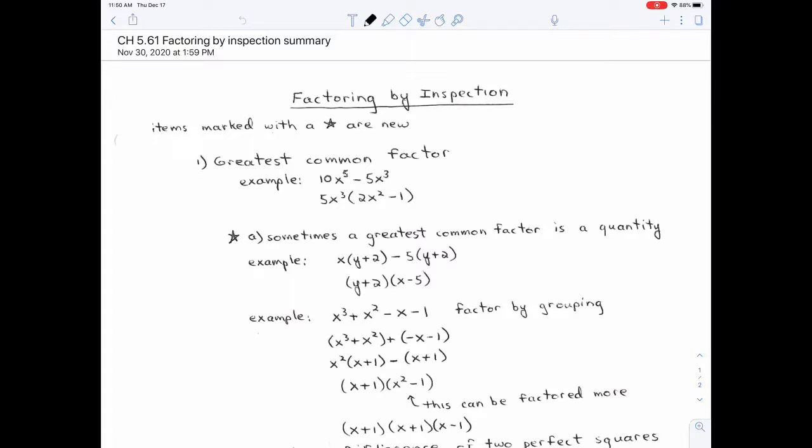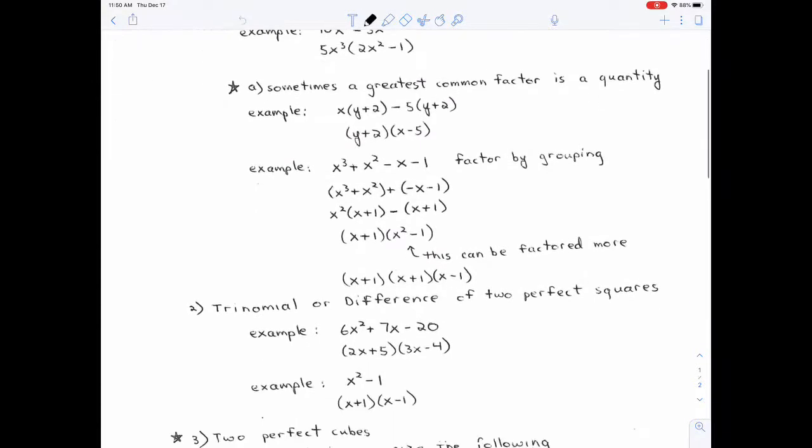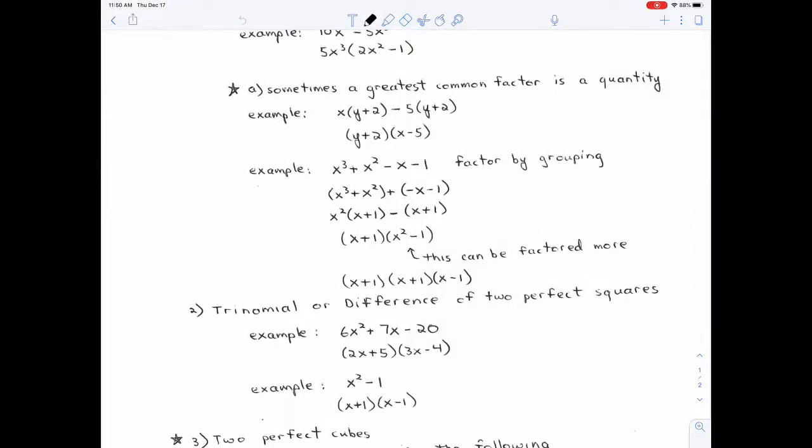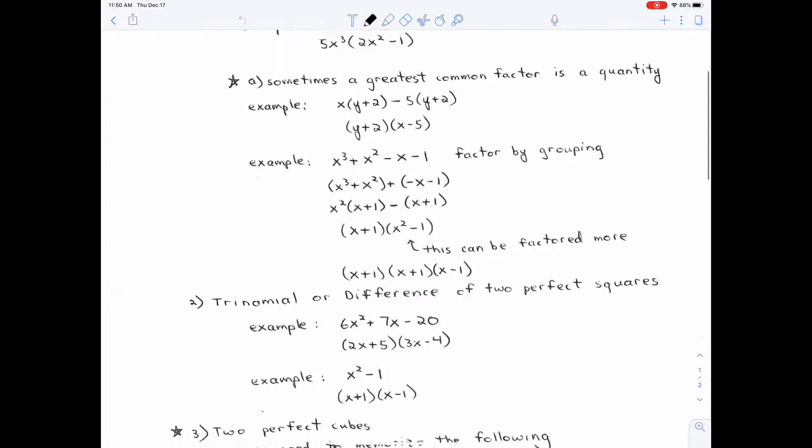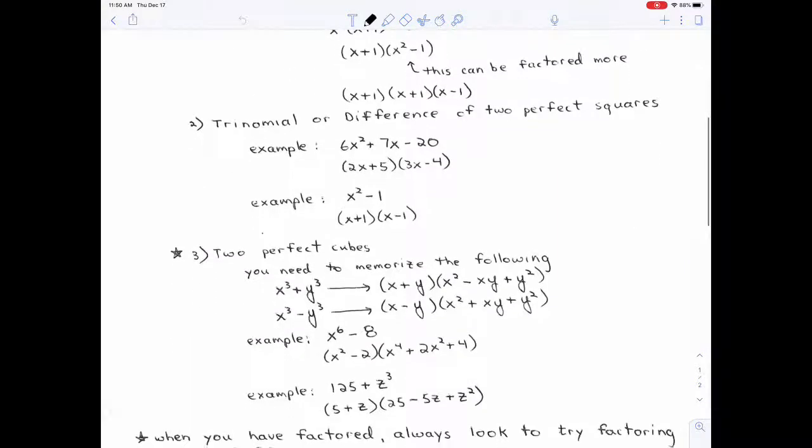Okay, so first of all, there goes that bell again. First of all, what do you look for? The greatest common factor. I'm going to go through this pretty quickly because this is just a summary of what you should already know. There's the greatest common factor. Sometimes the greatest common factor is a quantity. So there are two examples, including factoring by grouping, but that's all greatest common factor. Next is trinomial, or difference of two perfect squares.